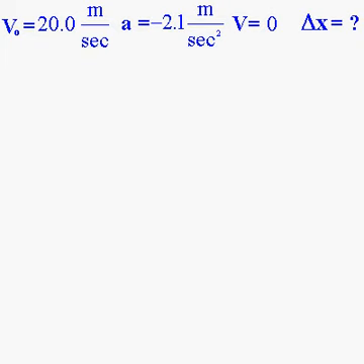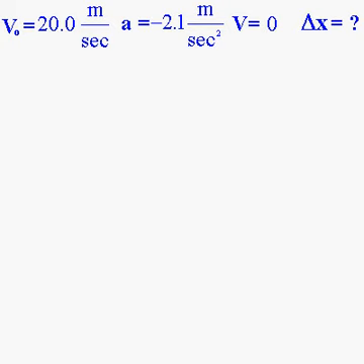In the first part of this example, we're dealing with a car that has to stop very quickly. Its initial velocity is 20.0 meters per second. The driver slams on the brakes, and the brakes provide an acceleration of negative 2.1 meters per second squared. Now remember, the acceleration is negative because it opposes the velocity.